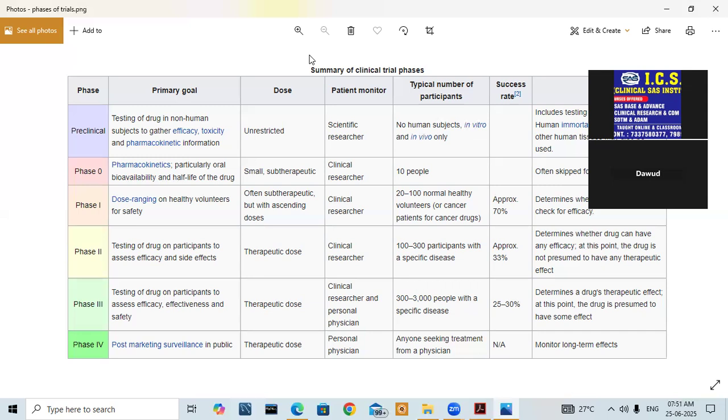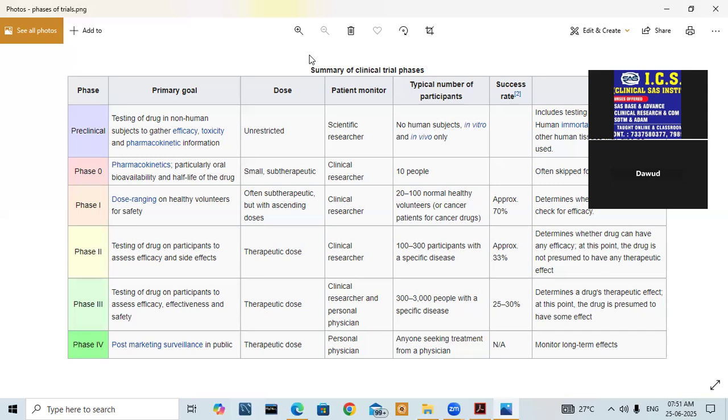How can we say this chemical can be used as a drug? We don't know, first of all. We don't know anything about this chemical, whether it can be used as a drug or not. And whether it is safe, maybe it's a poison, maybe it's toxic. So we are testing on animals or non-human subjects. This will rule out any problem. We don't want to risk human life.